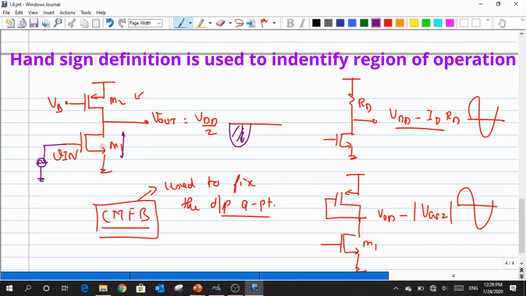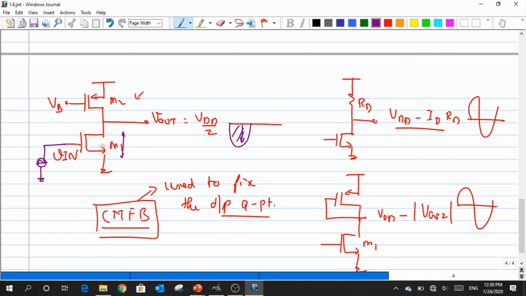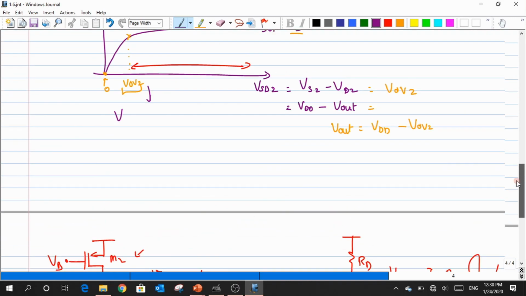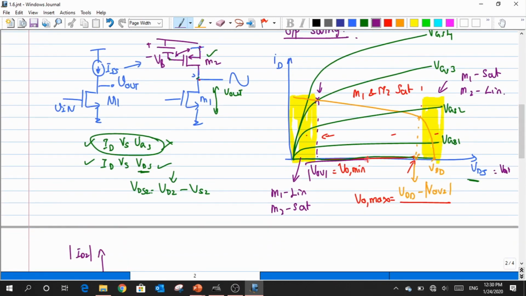My VGS minus VT is my VOV level, right? So what I'm trying to do is that the drain voltage is stepping down from the value of VDD by 2 and it just keeps reducing. When I'm in this position, am I in saturation? Yes. What happens after this? I'm getting into linear. So what is the minimum value that I can have across this VDS? It has to be VOV1, right? So the minimum value that I can have is equal to VOV1, and that is what we read at the beginning. In the graph that I've shown before, the VO minimum is equal to my VOV1.